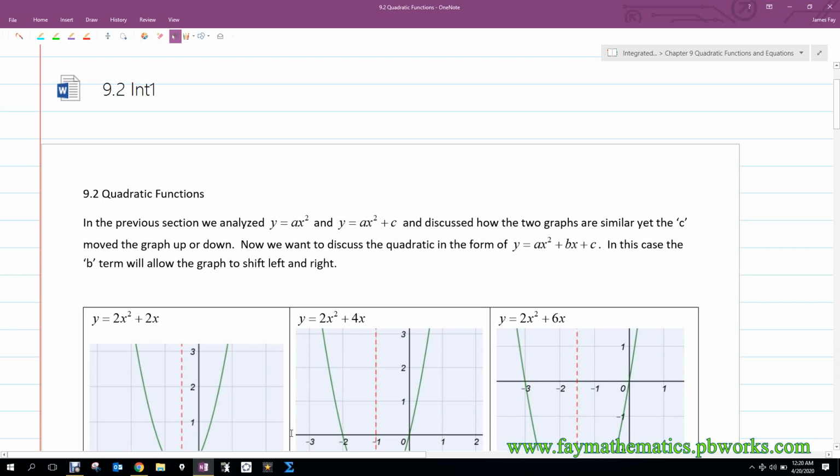This is section 9.2, talking about quadratic functions again. This is basically just continuing to talk about how we graph them.